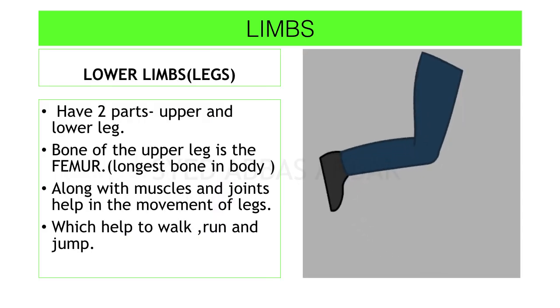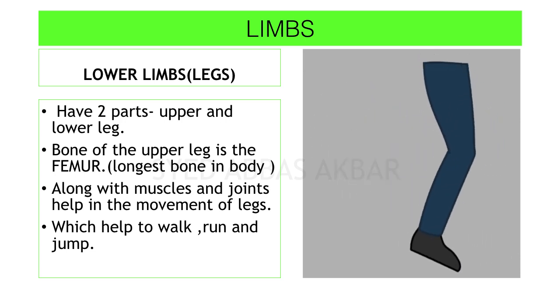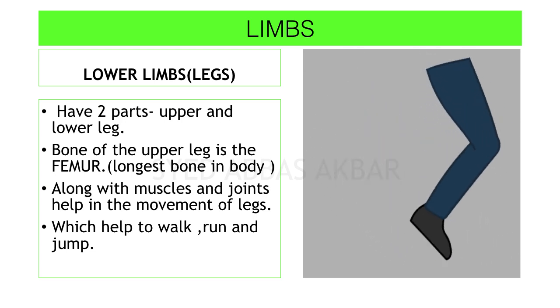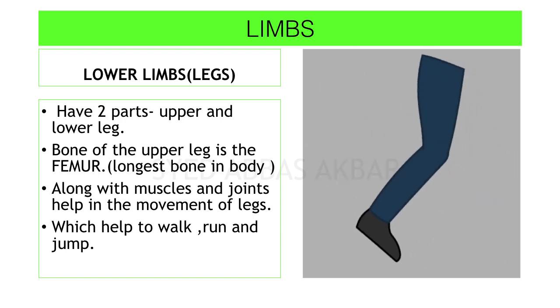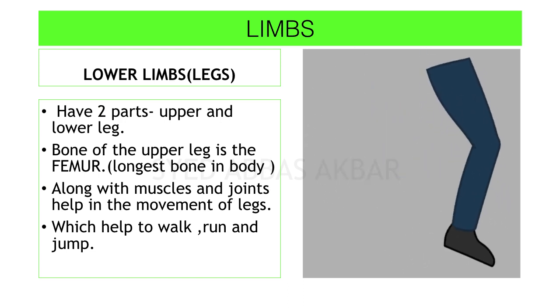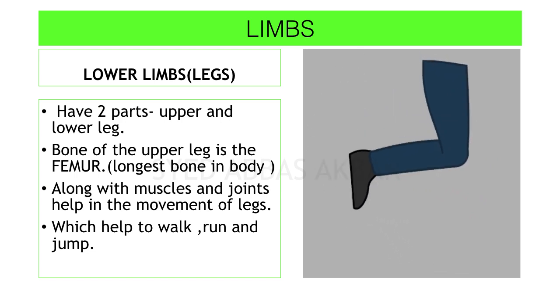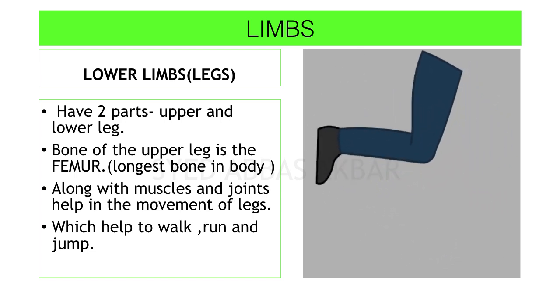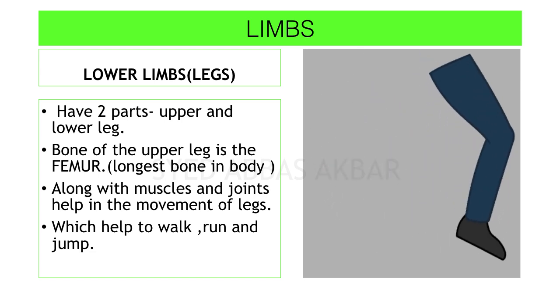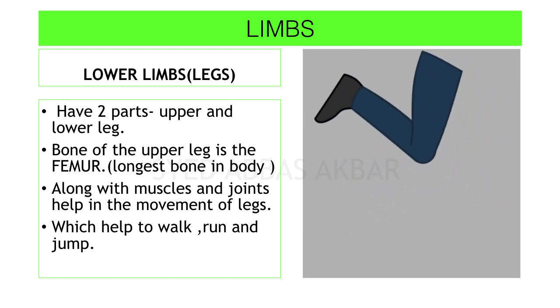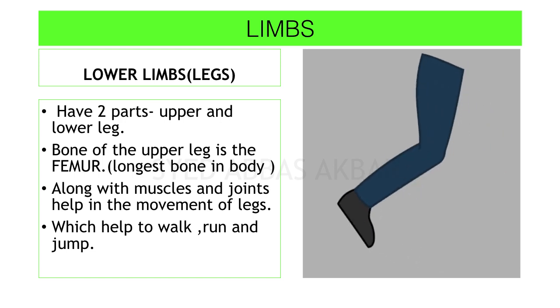Now let us talk about the lower limbs, which are also known as legs. They have two parts, upper and lower leg. Bone of the upper leg is the femur, which is the longest bone in the body. Along with muscles and joints, they help in movement of legs, which help to walk, run and jump.